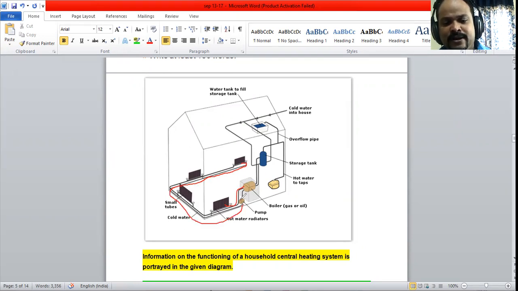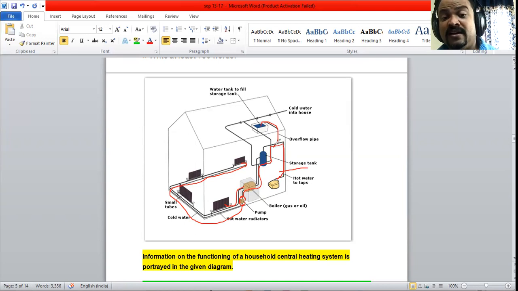It reaches here, it is pumped with the help of a pump, and underneath this boiler it goes. It reaches and has access to the storage tank. And this is the storage tank, where this water is stored, and if I turn on the hot water taps, hot water will be coming.